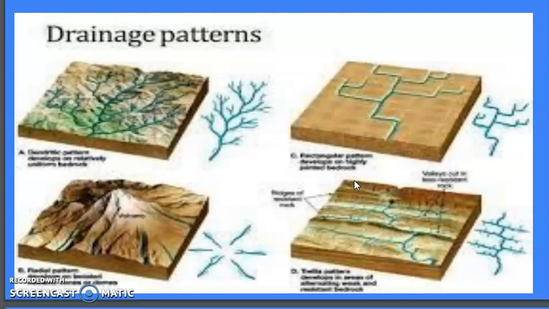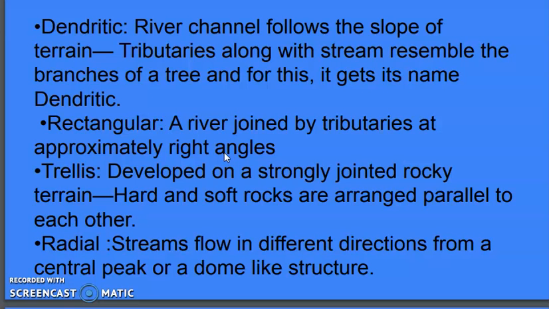What does it mean, dendritic drainage pattern? You can see this image. In this image this is our main stream, and these all are the small streams which join the main stream. When a river with its tributaries flows in such a way that it resembles the branches of a tree, it is known as dendritic drainage pattern. When a river with its tributaries flows through a region and looks like the branches of a tree, it is called dendritic drainage pattern.